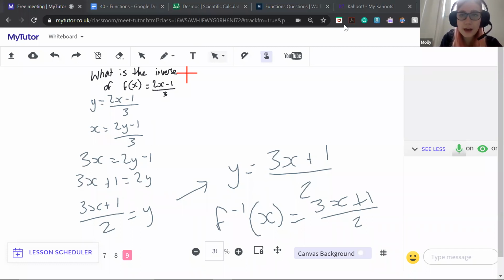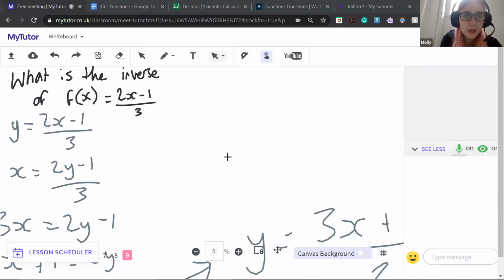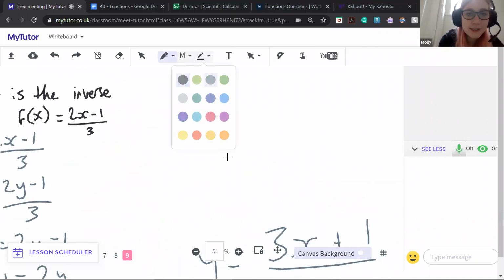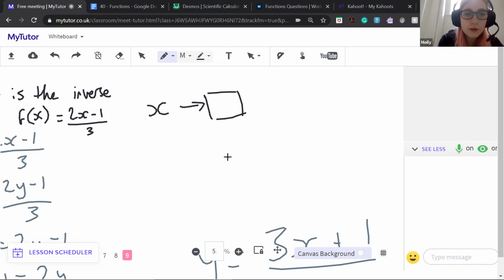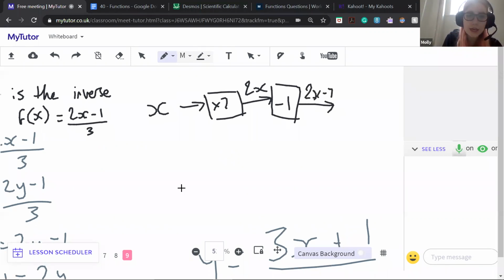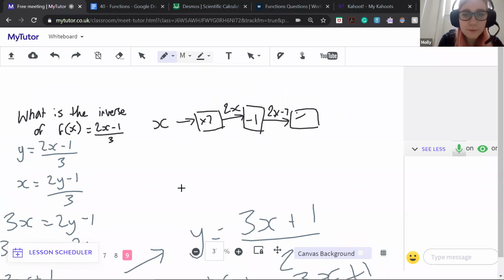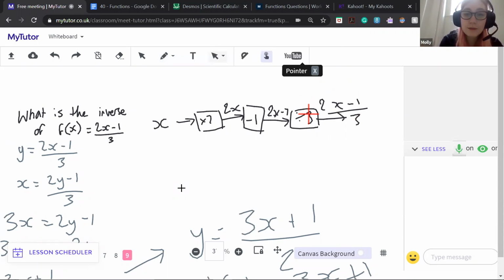You can also think of it, again, if you're more of a visual person, if you think of this f function doing several things, you take your x. First of all, you times it by 2 to get your 2x. Then you subtract 1 to get your 2x minus 1. Gosh, I can't write today. And then you divide by 3 to get your 2x minus 1 over 3. What we're doing is the inverse. We start with x, and we do the inverse. So we multiply it by 3. We add 1. We divide by 2.